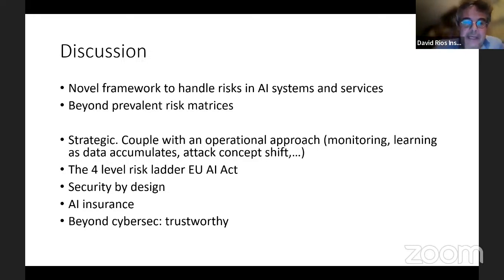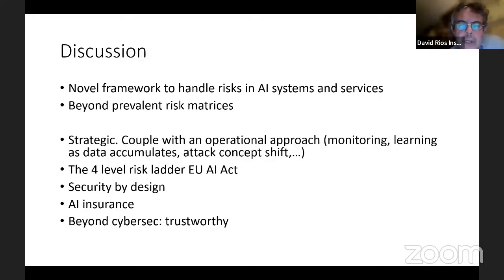The problem that we have described is strategic, in the sense that it would be like the typical exercise that one does every year on what are the security investments that we need to implement to make our system more secure. And you could couple it with operational approaches, monitoring systems, learning as data accumulates, etc.